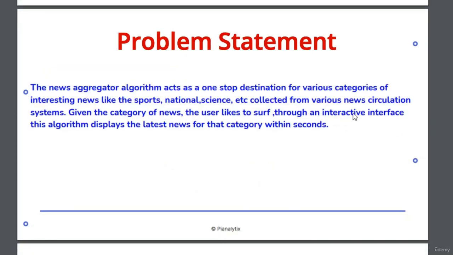Now let us see the problem statement of this project. The news aggregator algorithm acts as a one-stop destination for various categories of interesting news like sports, national news, science, etc. collected from various news circulation systems. Given the category of news the user likes to surf through an interactive interface, this algorithm displays the latest news for the category within seconds.